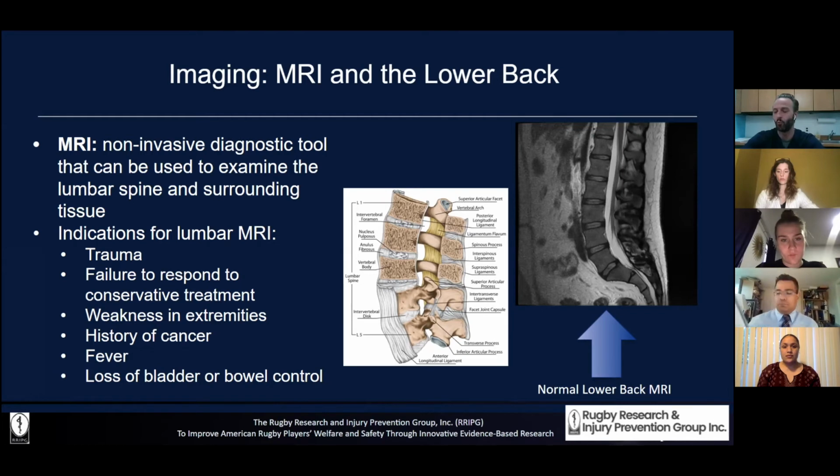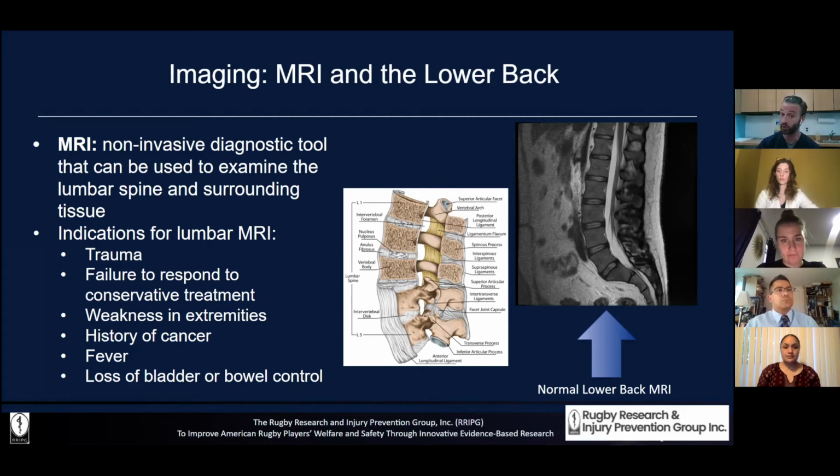people are sent out for way too many MRIs, right? And I think a lot of times it can create a lot of fear in patients, and we'll talk about why that is. Especially when patients are complaining of just general back pain without leg symptoms, without any other red flags. And don't get me wrong, we're always ruling out red flags.